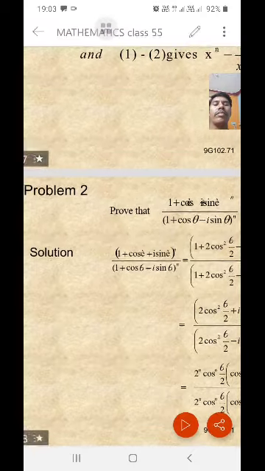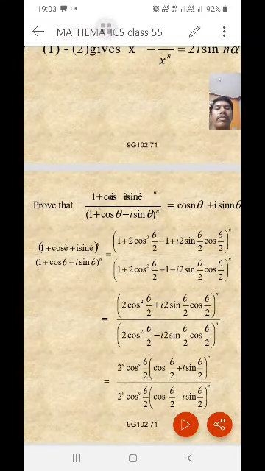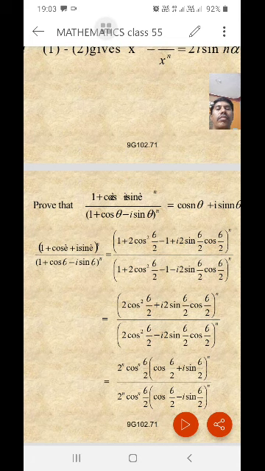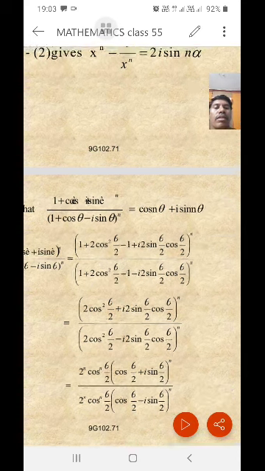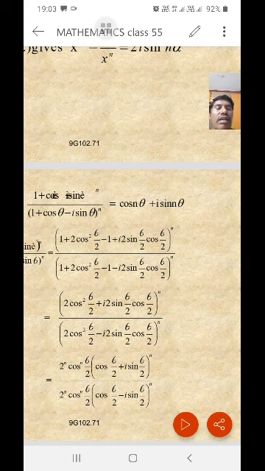Question number 2. Prove that (1 plus cos theta plus i sine theta) whole power n by (1 plus cos theta minus i sine theta) whole power n equals cos n theta plus i sine n theta. The printing here has a mistake, but we can take it this way.